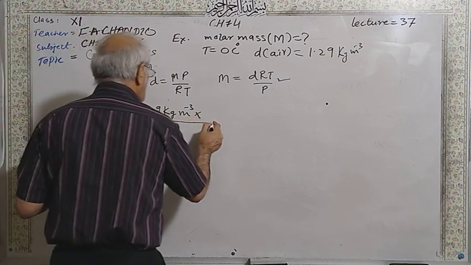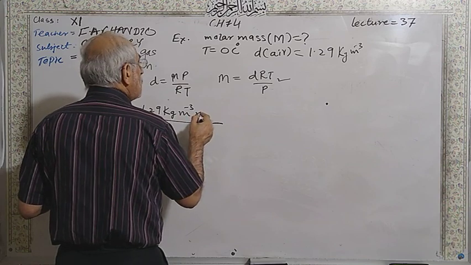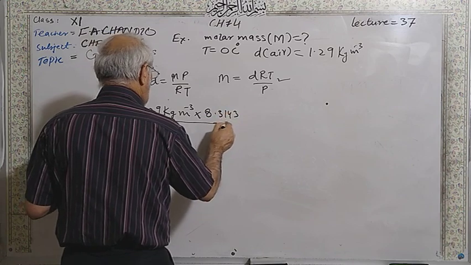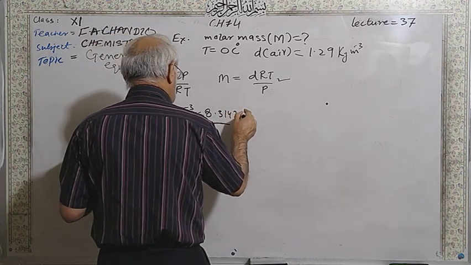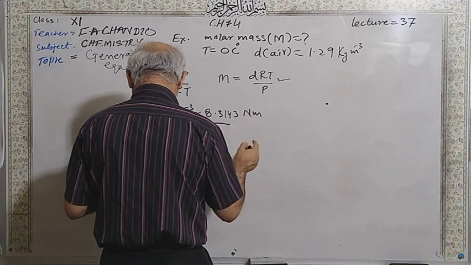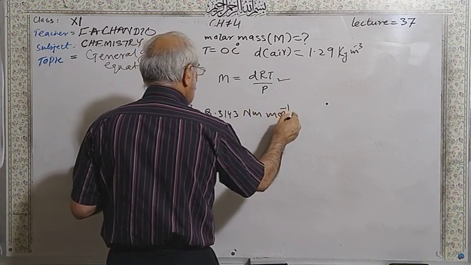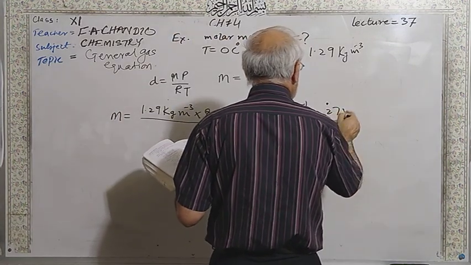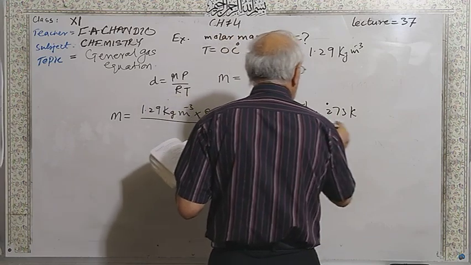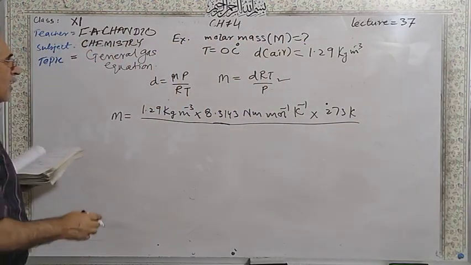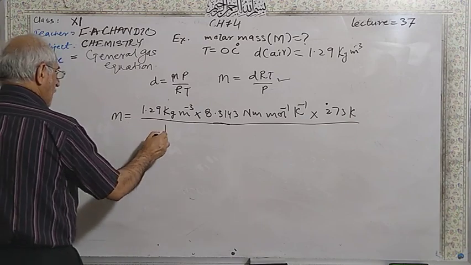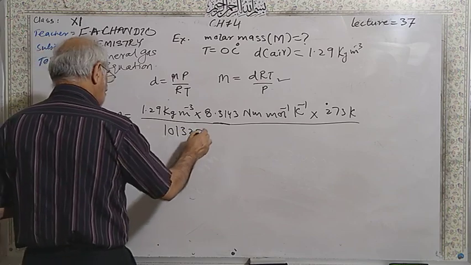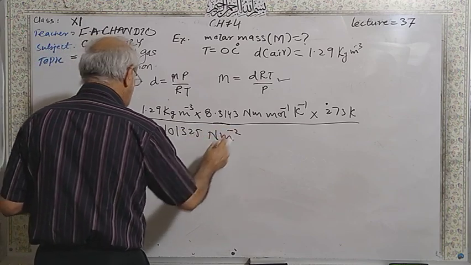Here we don't use atmosphere; for air it is in kilograms, that's why we use different units. R is 8.3143, the units are newton meters per mole per Kelvin, multiplied by temperature 273 Kelvin, 0 degrees centigrade, divided by pressure 101,325, also newtons per meter square.